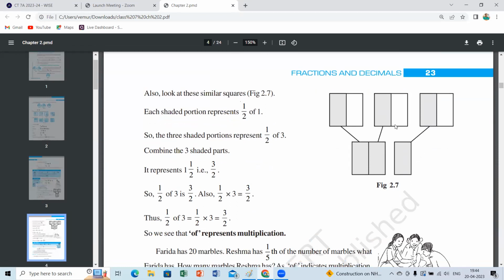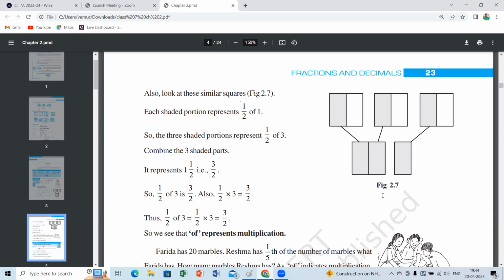Half of one, half of one, half of one. If you combined all these together, one whole, and how are you supposed to write this? 1.5 or 3/2. So this we can write as half into 3, which is 3/2.